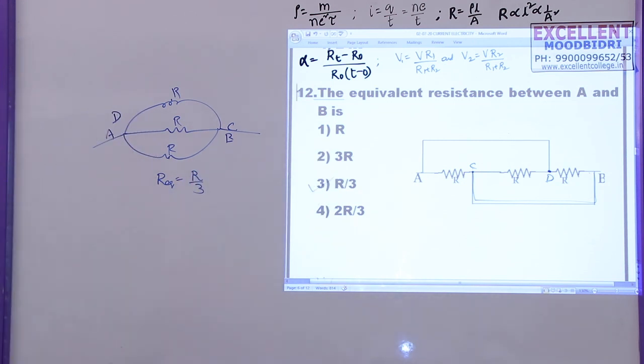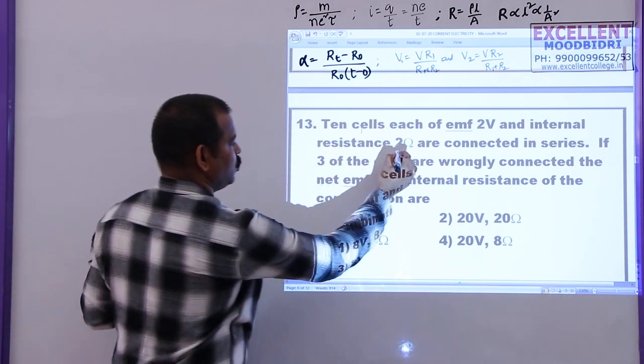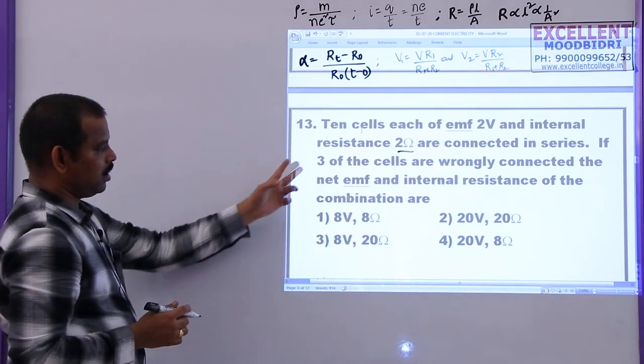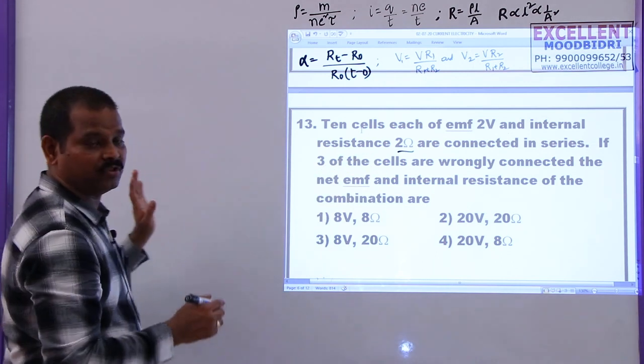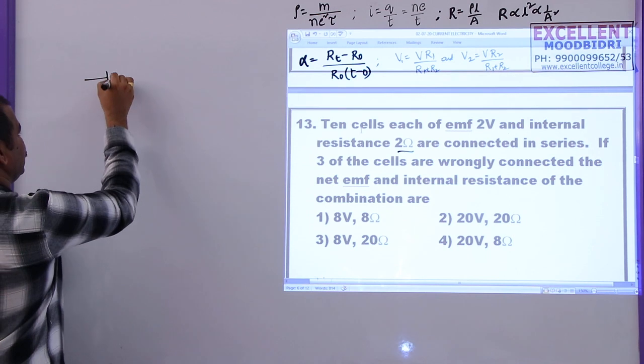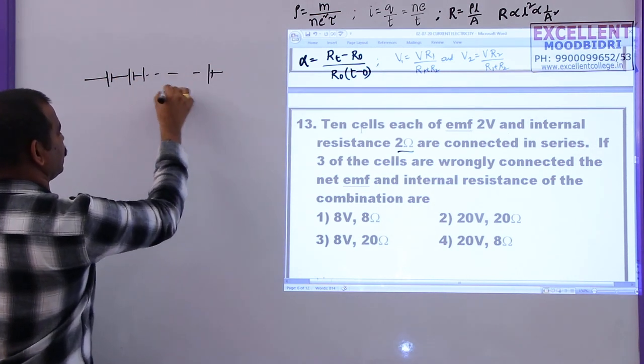Option 3 is correct. 10 cells, each of EMF 2 and internal resistance 2, are connected in series. 3 of them are wrongly connected. The net EMF and internal resistance of the combination is? So when 10 cells are there, in that combination 3 are connected wrong.